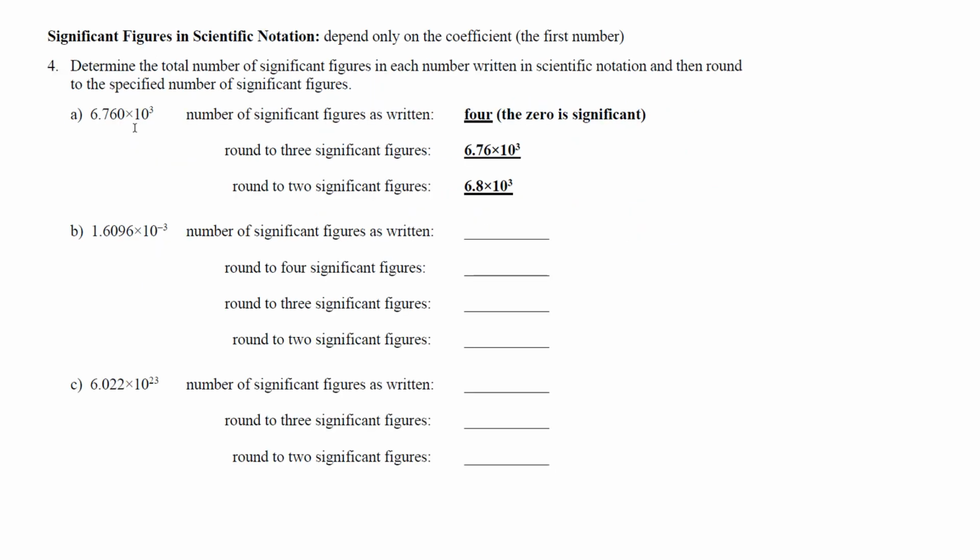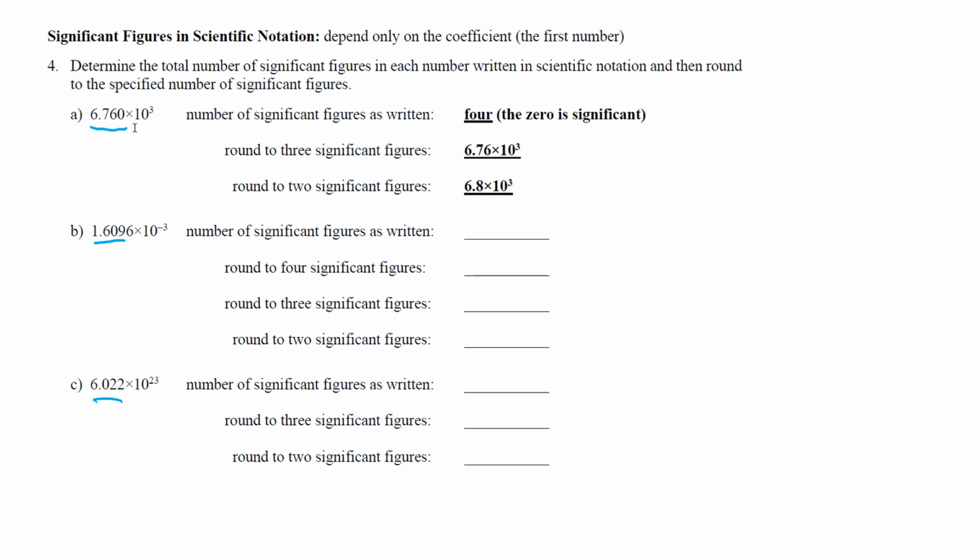Number 4. Here we're looking at the number of significant figures in scientific notation, and then we're doing some rounding. So with significant figures, we're only looking at the coefficient in front of the number. So here in 6.760, all these are significant, so that's 4. If I want to round this to 3, I would keep the 6, keep the 7, keep the 6. So it's 6.76 times 10 to the 3.